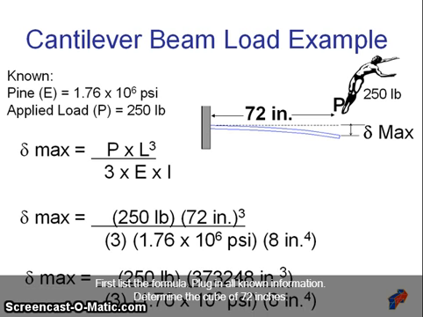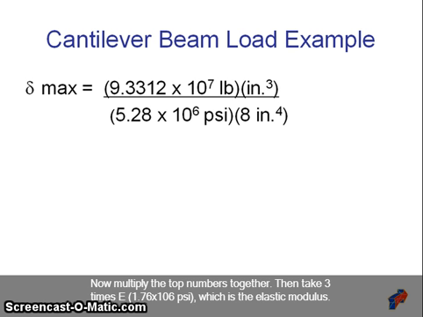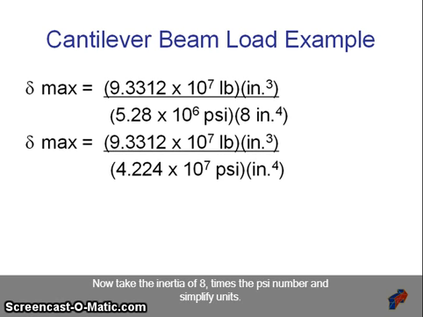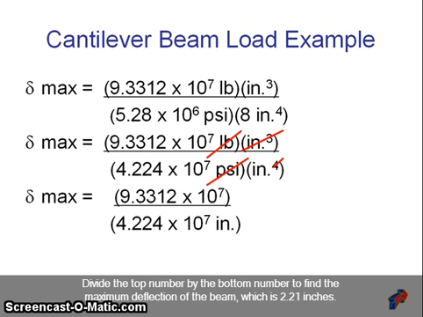Plug in all known information. Determine the cube of 72 inches. Now multiply the top numbers together. Then take 3 times E, which is the elastic modulus. Now take the inertia of 8 times the psi number and simplify units. Divide the top number by the bottom number to find the maximum deflection of the beam, which is 2.21 inches.